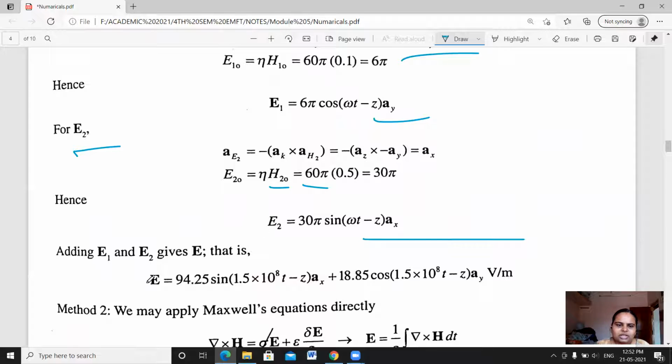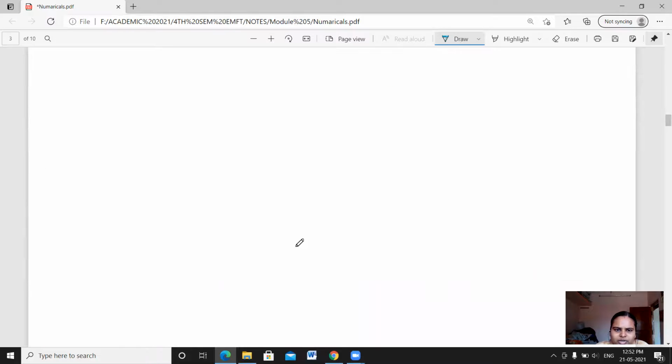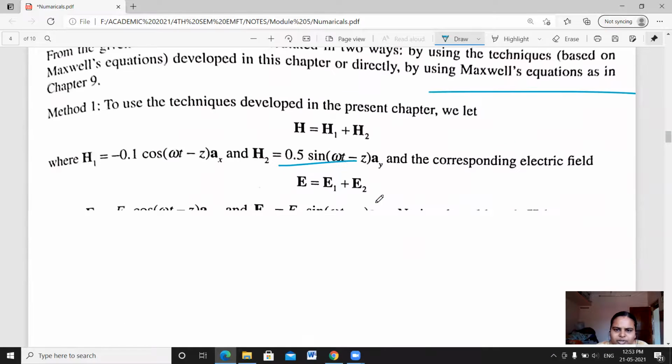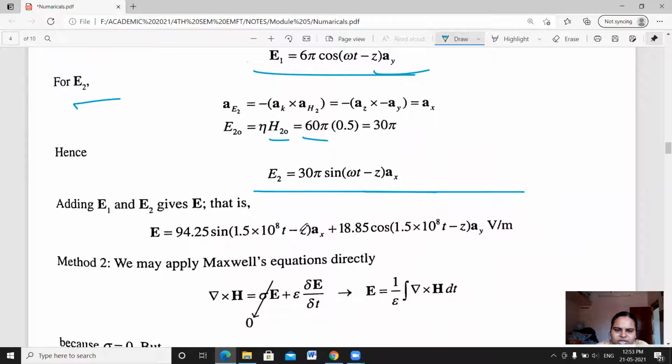Then adding the two equations, E is going to be equal to E1 plus E2. You will get 30π, which is nothing but 94.25 sin(ωt), with the value of ω we already got, 1.5 × 10^8 t minus z, in aX, plus 6π, which is nothing but 18.85 cos(1.5 × 10^8 t minus z) in aY, volts per meter.